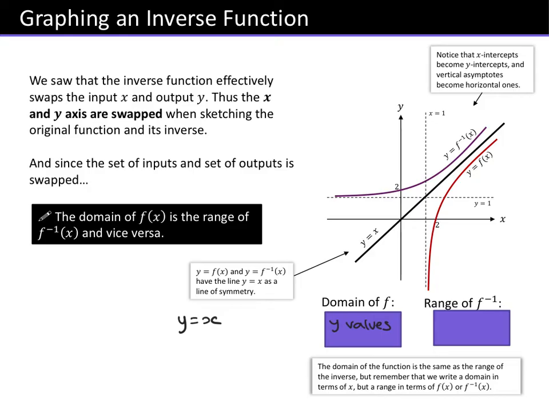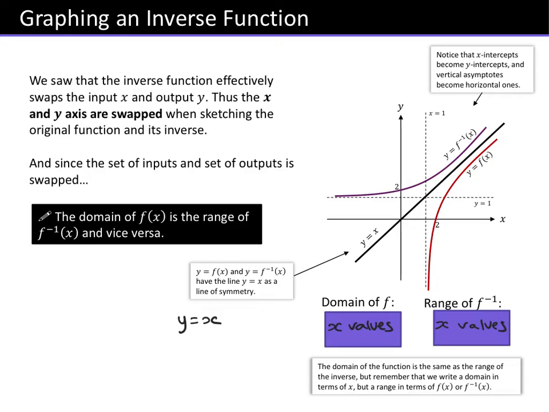So the range, sorry, I've said that the wrong way around. Our domain of f is our possible x coordinates. I was looking at what it was saying here. So the range of values for the inverse, instead of it being our y coordinates, it's going to be our x coordinates. So the inverse of the function has the opposite range and domain.